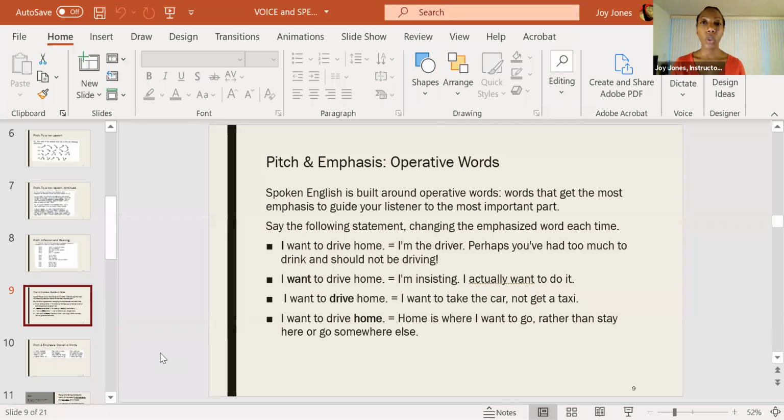The next one emphasizes the word want. I want to drive home. Like, I'm insisting. I guess you could also say, I'm ready to go. Maybe that could also be the context. The third example emphasizes the word drive. I want to drive home. I want to take the car, not get a taxi, not walk home, not get an Uber, etc. And the last example is, I want to drive home. Home is where I want to go. I don't want to stay at this party. I don't want to go to the grocery store, etc.